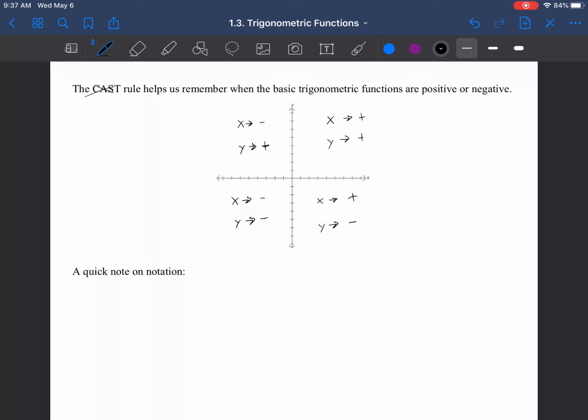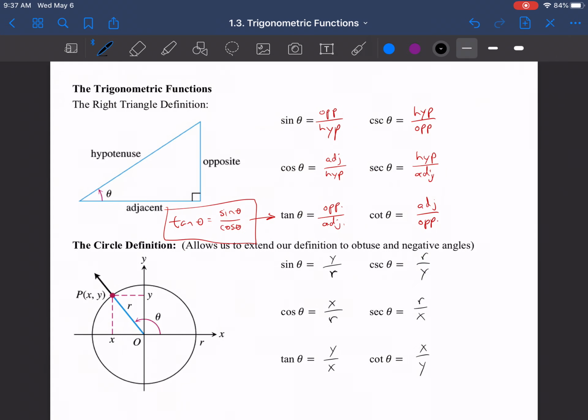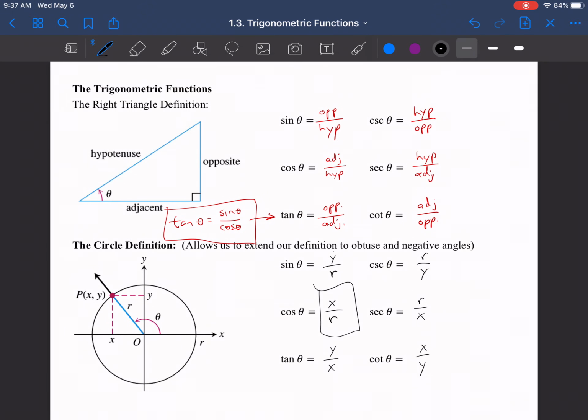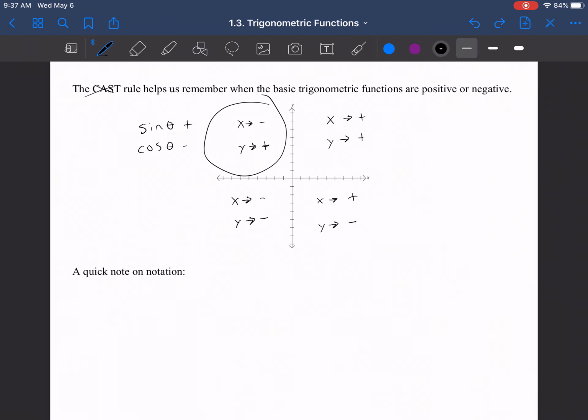So for example, if I look at the sine value over here, well, sine value is y over r. All the r's are going to be positive. They're just a radius, so they don't have a positive or negative. But in that location, y is positive. So over here, my sine of theta would be positive. My cosine of theta here would be negative because the x is negative, and cosine is x over r. And then you can do the same thing over here.